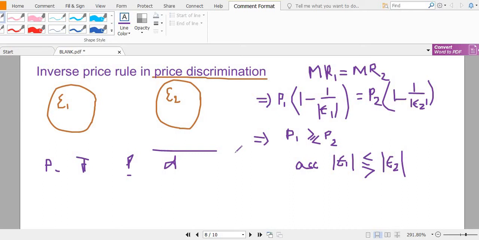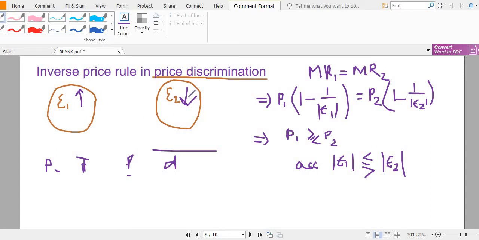Now, say this is a higher amount of elasticity and this is a lower amount of elasticity. Now, if I have a higher amount of elasticity, it means these groups are able to change their demand based on change in prices. So, if I charge them a very high price, they will very likely reduce their quantity by a large amount, which means my total revenue will fall.